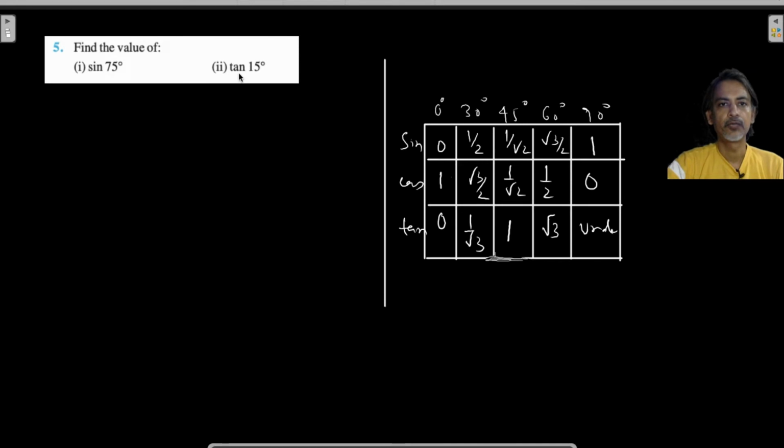So when you look at problem number 5, it starts with finding out the value of sine 75 degree and tan 15 degree. In such problems, what we need to do is reduce such angles to a manageable degree which we know already.